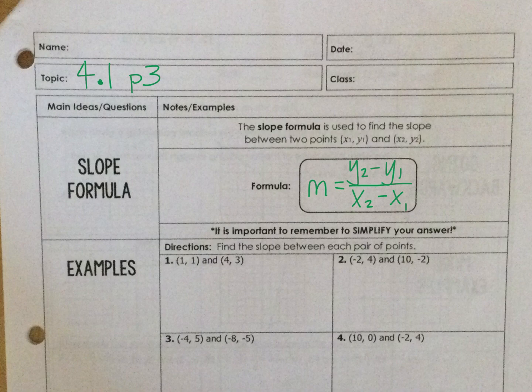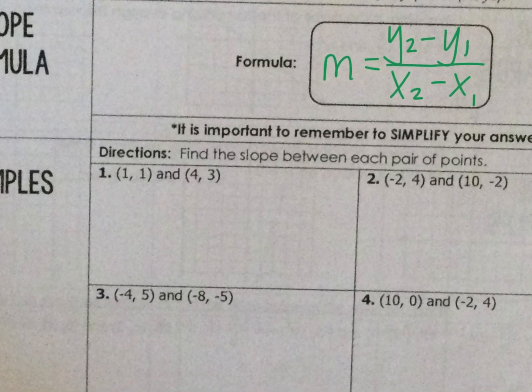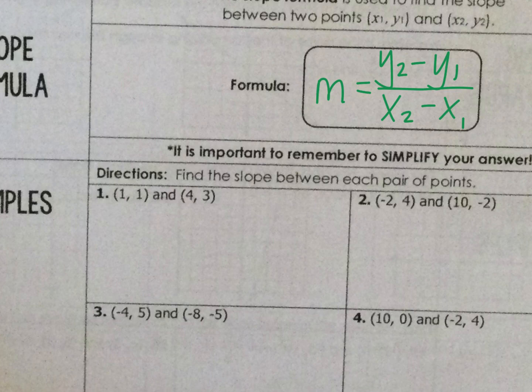So let's use this information to do number 1. So the very first step is to label your points. We know this is an X, this is a Y. We know this is an X, this is a Y. These 2 are group 1. These guys are group 2. Okay. All right. So my formula says M equals y2.